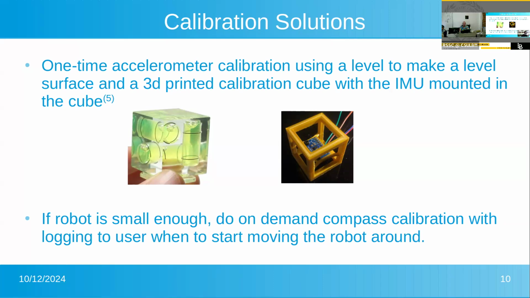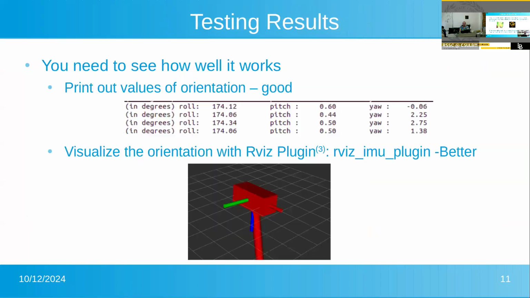For those cases, you may have to have a way of taking the compass out of the tractor trailer and calibrating it by hand that way. But in the case where it's a small robot, you can move it around. And I'm going to get to a demo in a minute. After that, you need to test results.